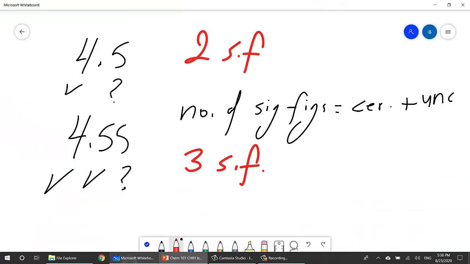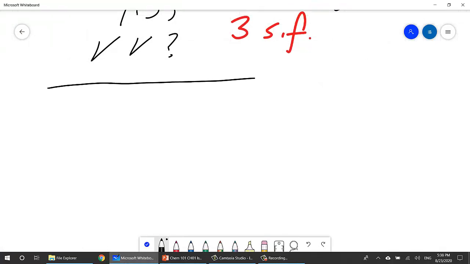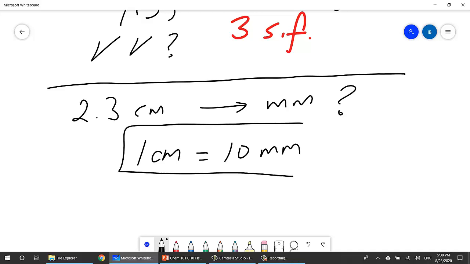An example of that quickly here, if we can bring up our whiteboard. Let's say I have 2.3 centimeters, and I need to know how much that is in millimeters. Okay, that's a question. I know that 1 centimeter is equal to 10 millimeters. We know that already. So this is the conversion factor.